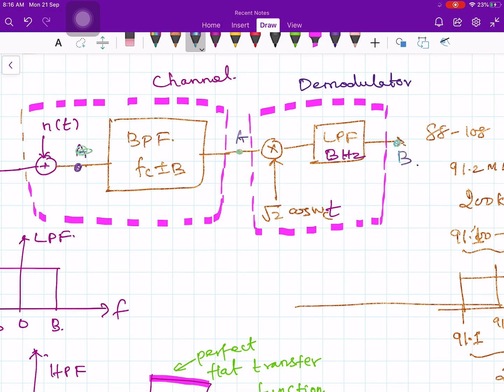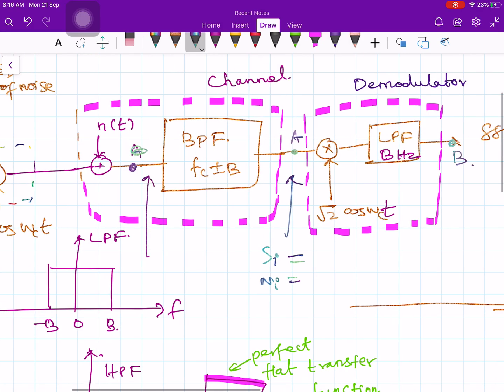Now let us try to find out what is the signal power and noise power at point A. Why do we need to find out? Because this is my demodulator. In the demodulator, I need to know the input signal power and input noise power to the demodulator. If you calculate here, what will happen? The noise power will be infinity, right? And then you cannot find out a signal to noise ratio here. It is meaningless.